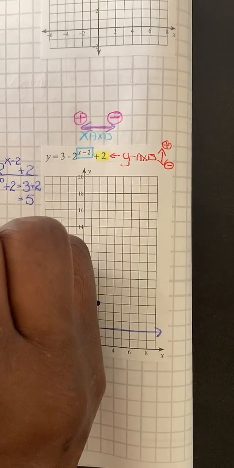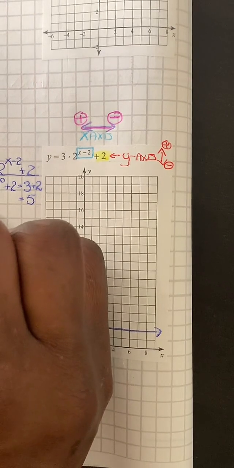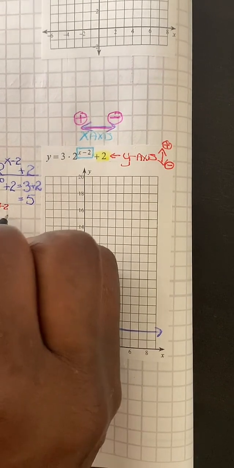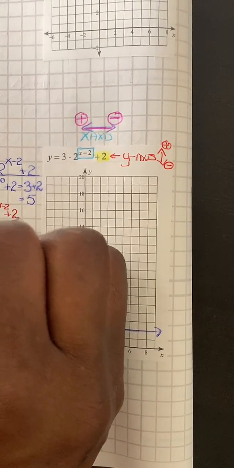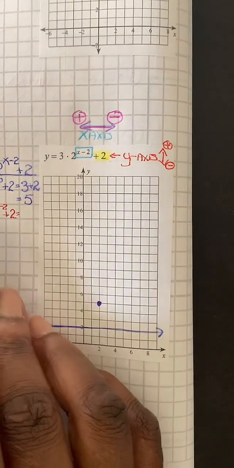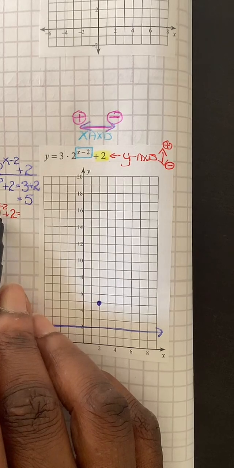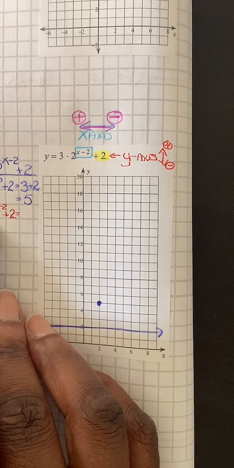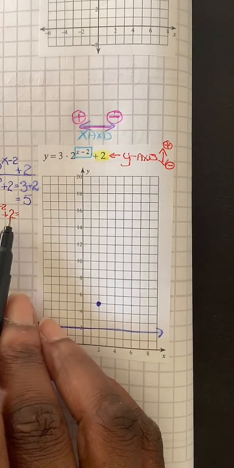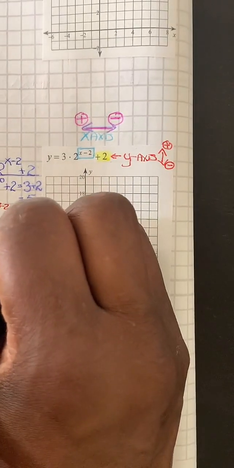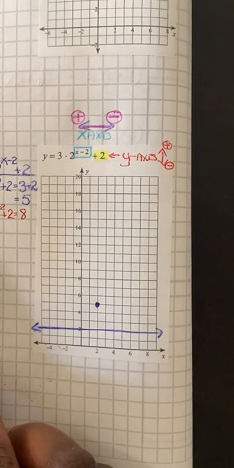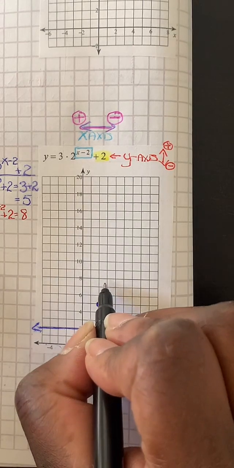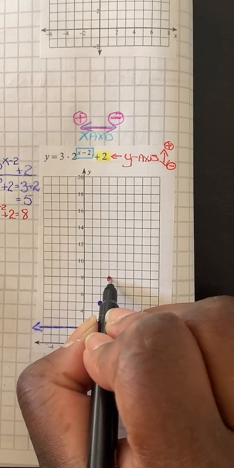So that means I have 3 times 2 raised to the 3 minus 2, plus 2. So 3 minus 2 will give me 1. 2 to the first power is 2. So now I have 3 times 2, which gives me 6. And 6 plus 2 gives me 8. So I have another point, 3, 8. So here's 3, and here is 8.